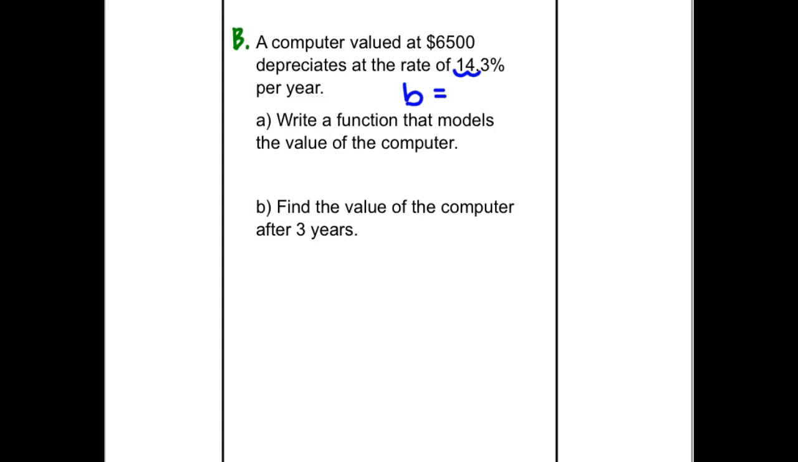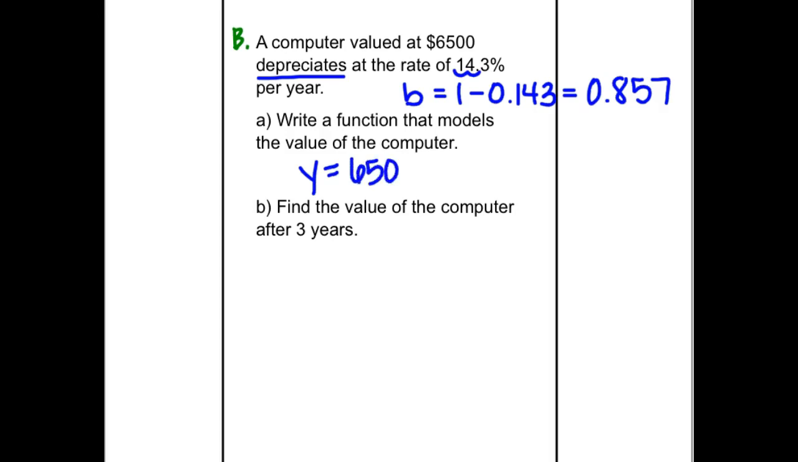It is depreciating, which means the value is going down. So that means we need to take 1 minus 0.143, which gives us a B value of what? 0.857. Which means that when we do our function, we get y equals, our starting value is $6,500. It's quite the computer to be starting at that value. Times our B value, 0.857 to the x power.